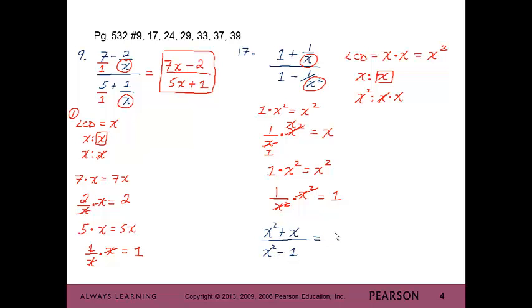And then step 3 was, if possible, factor and simplify. Well, we can factor the numerator by taking out an x, and we're left with x plus 1. And then we can factor the denominator, because this is a difference of two squares, and it's going to be x minus 1 times x plus 1. And then we cancel any common factors, so the x plus 1's cancel out. And our final answer is x over x minus 1.